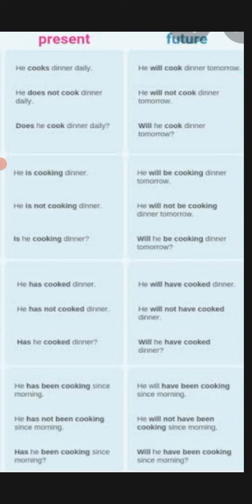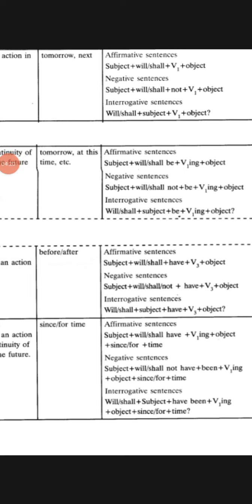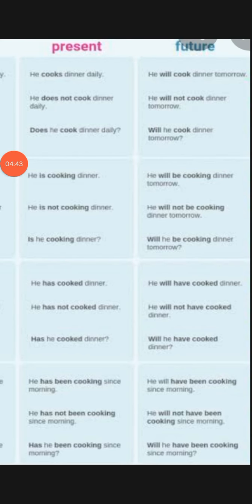Now let's frame a negative sentence. What will be the rule? For making a negative sentence, the rule will be subject plus will and shall. Just after the helping verb, not will be there. Then be, of course, verb first form plus ing plus object. Only the thing which is added over here is not after will and shall. So the same example: he will not be cooking dinner tomorrow.